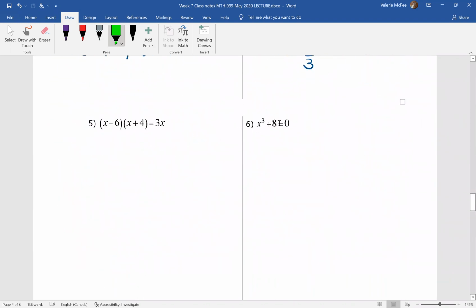Of course, in question 5, you're going to open the brackets first, let your equation equal 0, and then solve. And why don't you pause your video and give that a try.